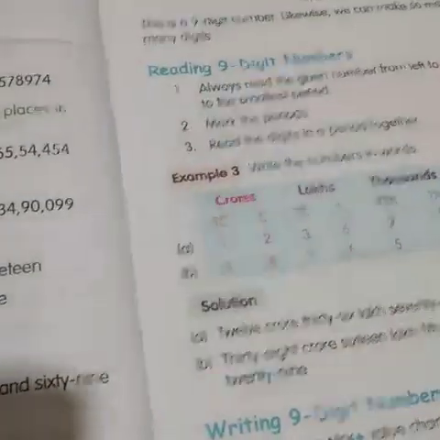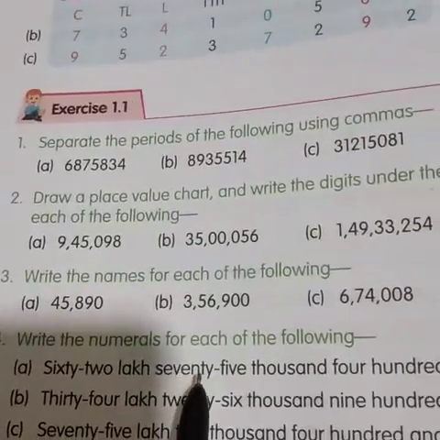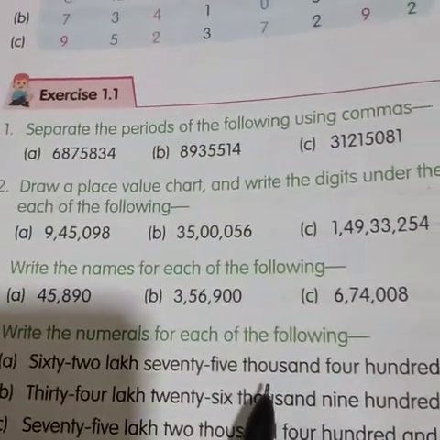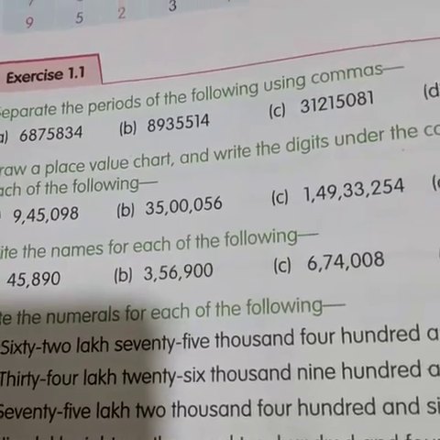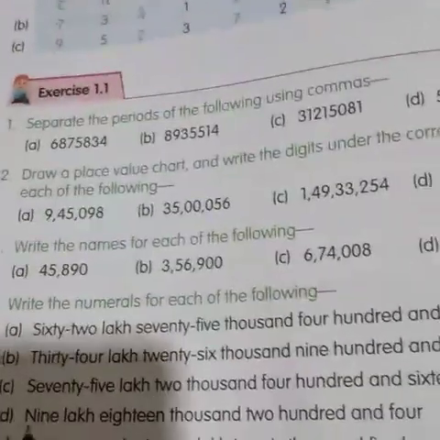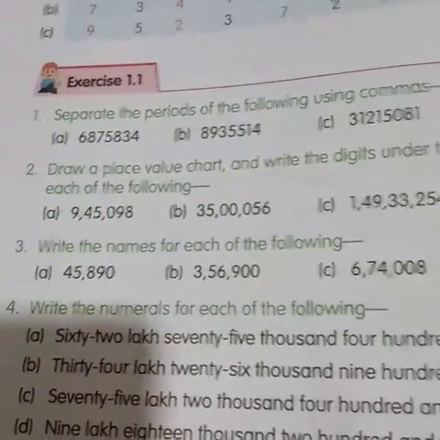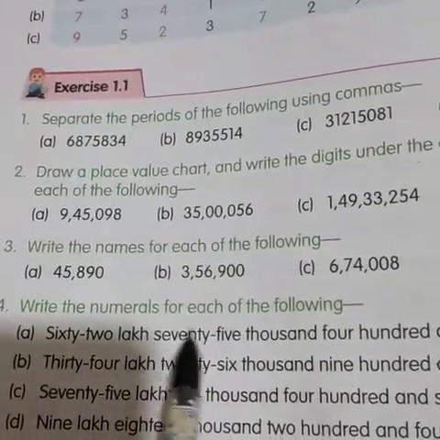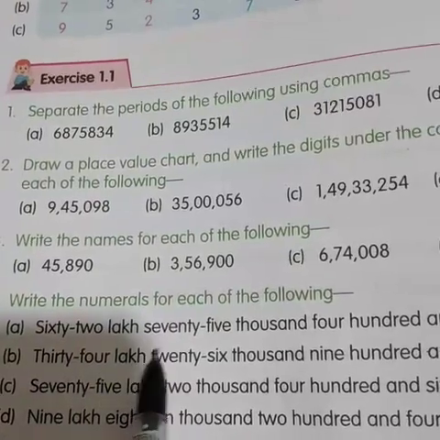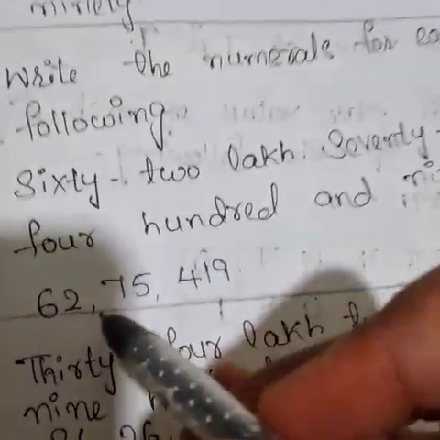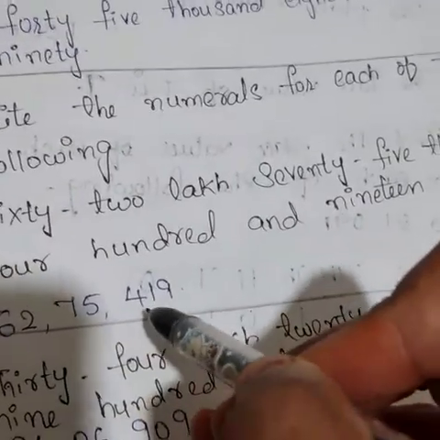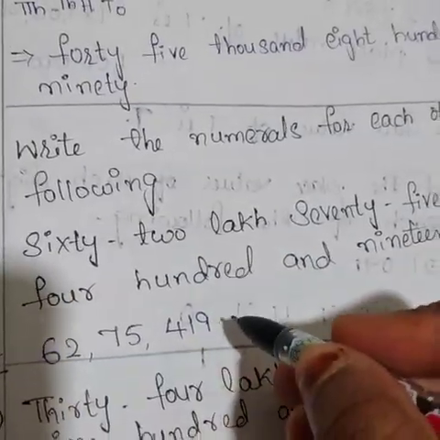Let us go to the next bit. What is the next bit here? Write the numerals for each of the following. Just now I explained in the recap exercise what is meant by numeral. Once again, what question have they given here? Write the numerals for each of the following. 62,75,419. How can we write this? See here, 62,75,419.